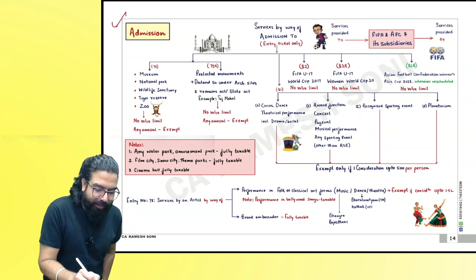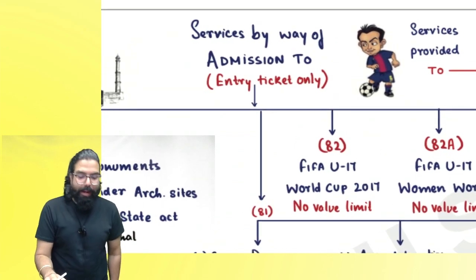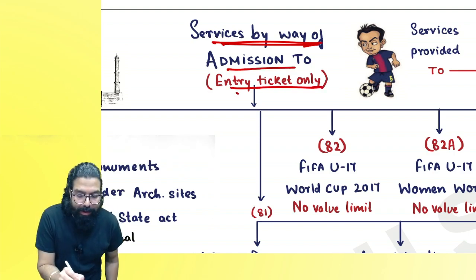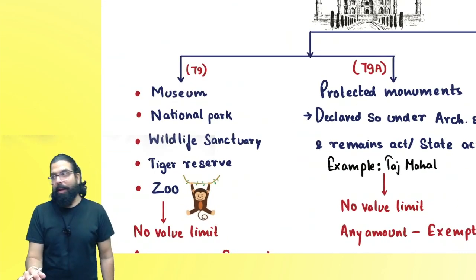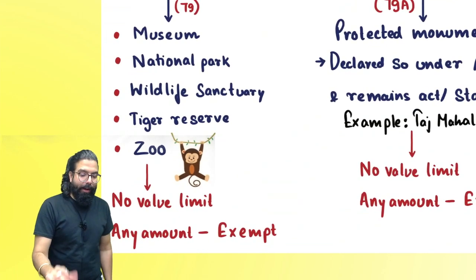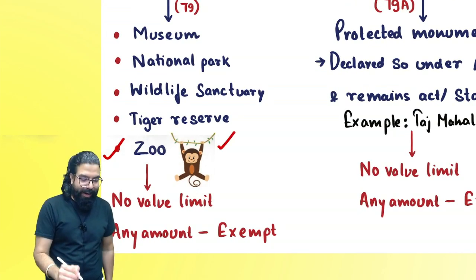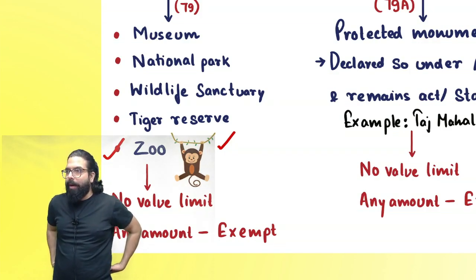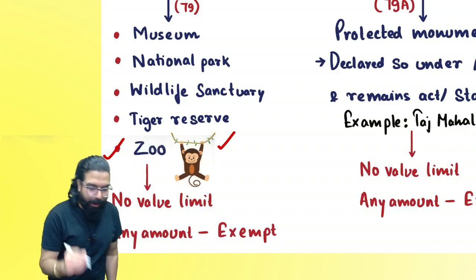Everyone, over here now. This is not your school admission. They are talking about services by way of admission, which means entry tickets. Suppose Balu went to the zoo. This is Balu's friend. Why? Animals can't be friends. Oh, this is Balu's friend.